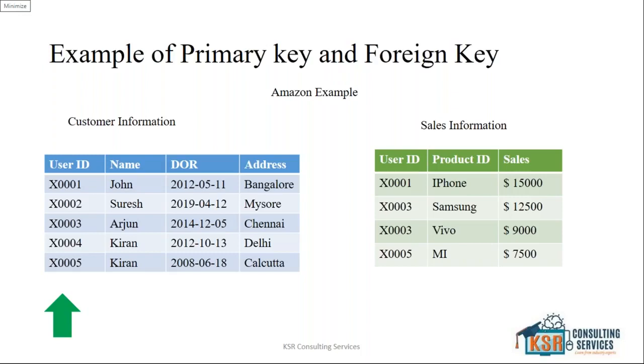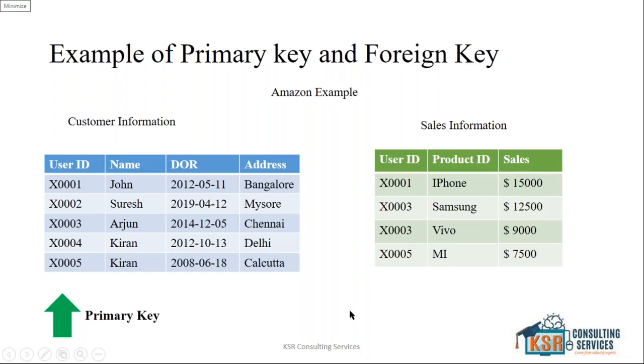Though Kiran was named two times, one Kiran from Delhi and one Kiran from Calcutta, I have given one with the X004 ID and one with the X005 ID. Two IDs I have given, one specifically for the Delhi guy and one specifically for the Calcutta guy. Now I can tell which guy has purchased the phone. Obviously, the person who purchased the phone is Kiran, because X005 has been taken here and he has purchased the phone.